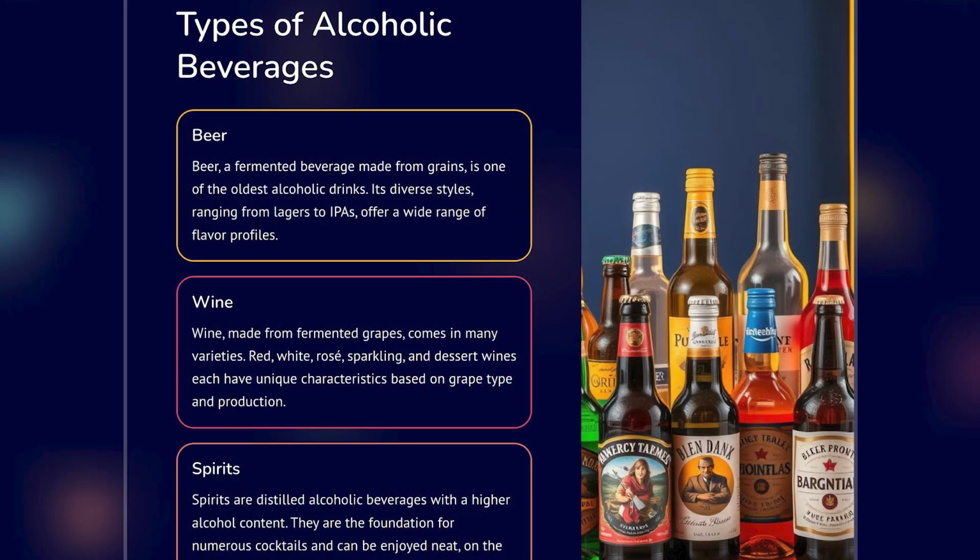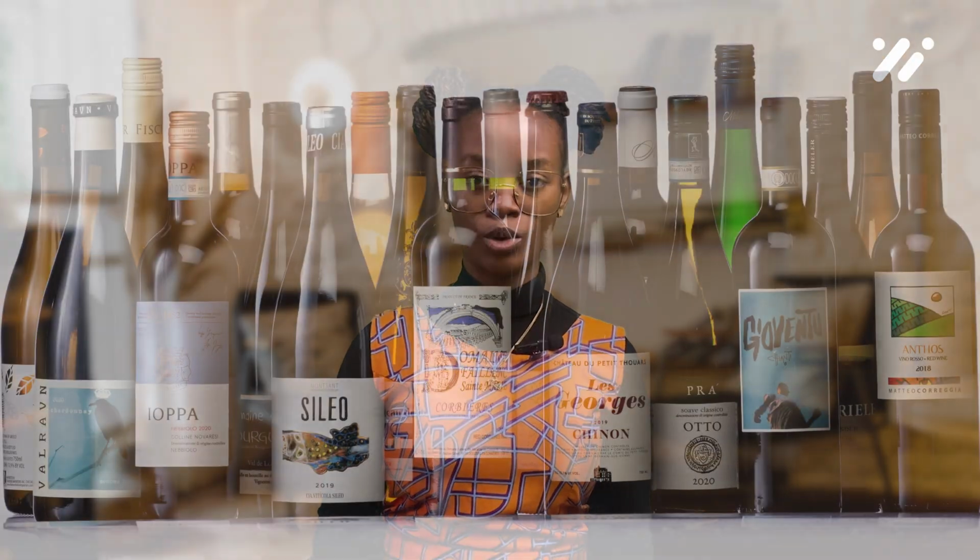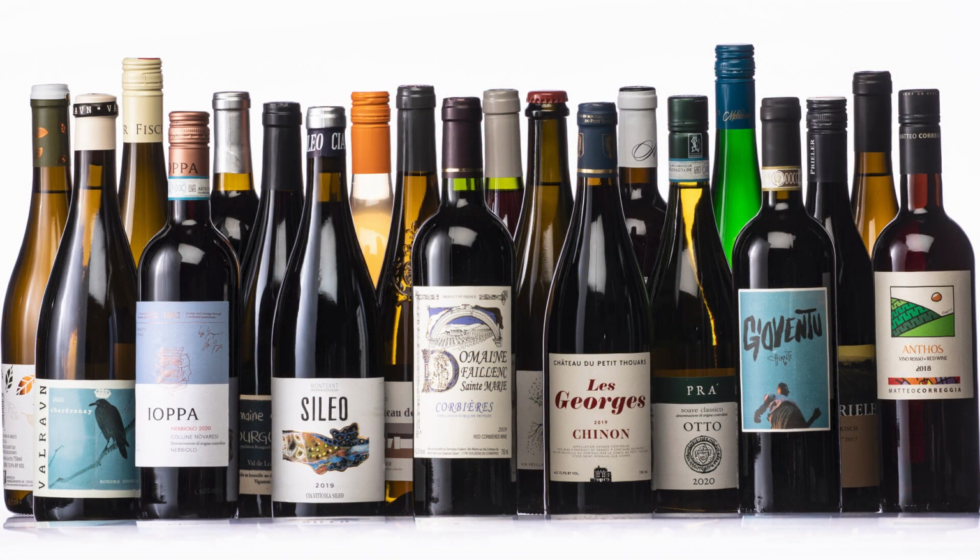We also have wine. Wines are made from fermented grapes or other fruits. The fermentation process involves converting sugars into alcohol using yeast. What are the types of wines? We have red, we have white, we have rosé, sparkling, and dessert wines, each with distinct flavors and characteristics based on grape variety, the region, and production methods.